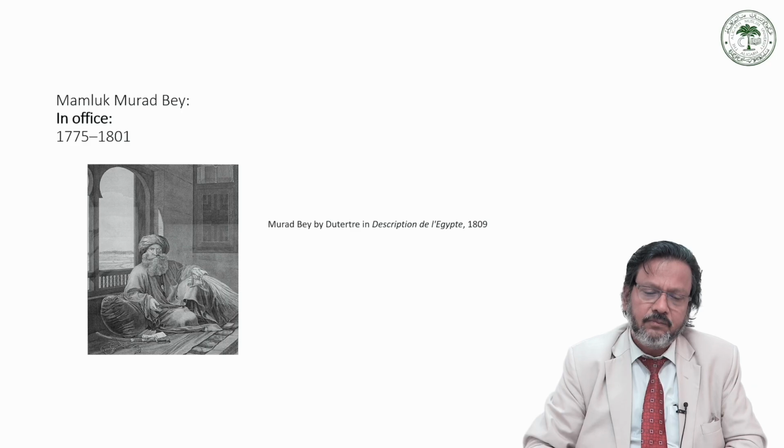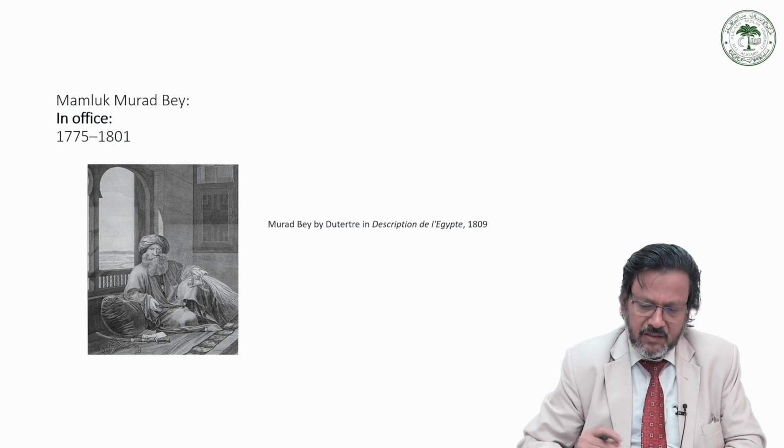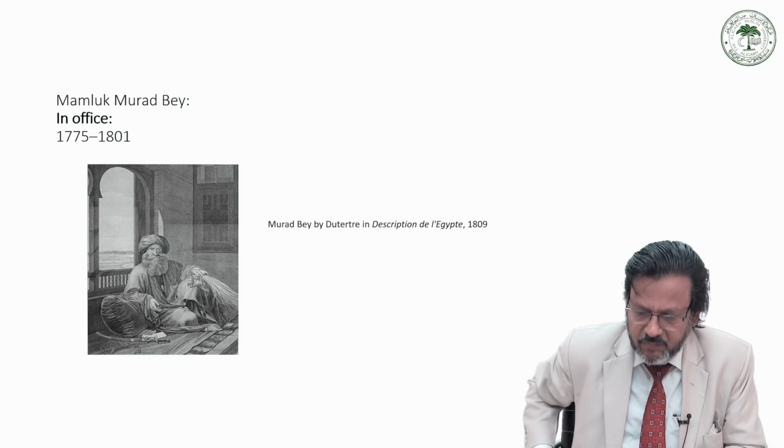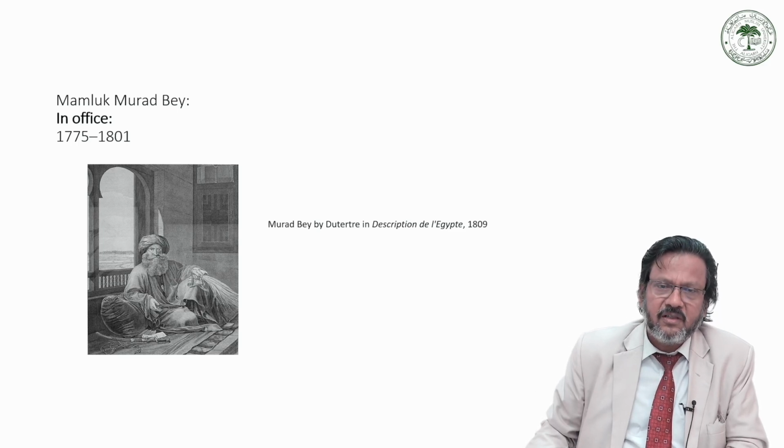Who were the rulers of Egypt during the time of the French invasion? Well, in office, it was the Mamluk Murad Bey, belonging to the Mamluk dynasty. This is an image of Murad Bey, the third in this Description de l'Egypte, Description of Egypt.